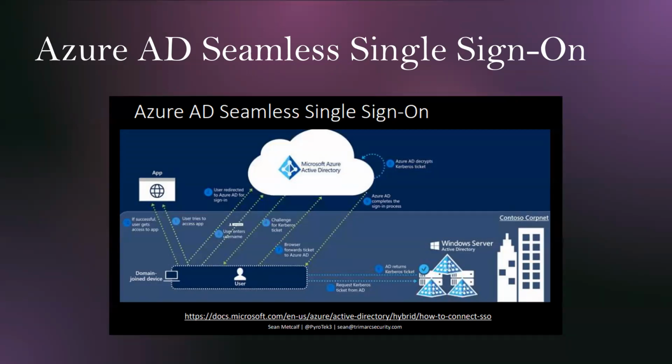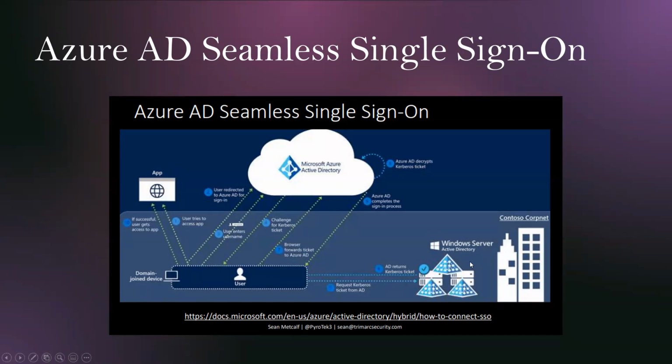In this picture, as we can see, we have our application here. If successful, the user gets access to the app. The user tries to access the app here. All of them are connected in just one domain, intermediate between the user and the application.